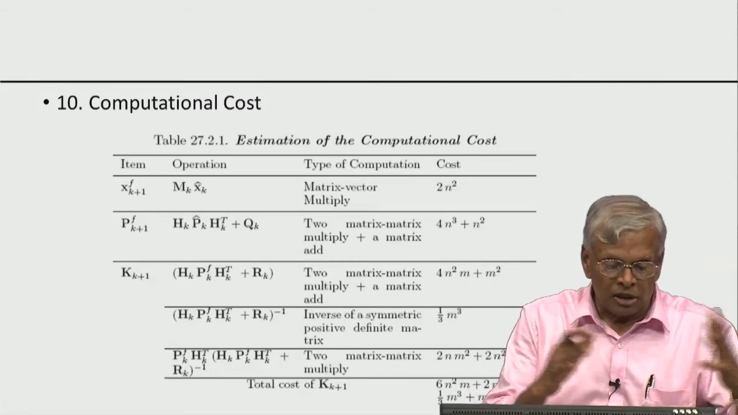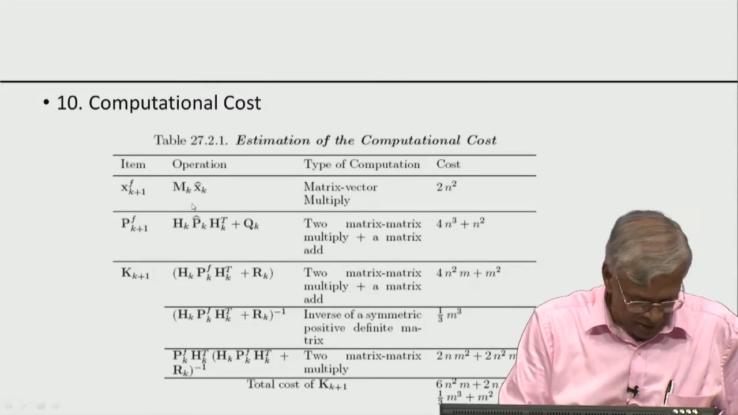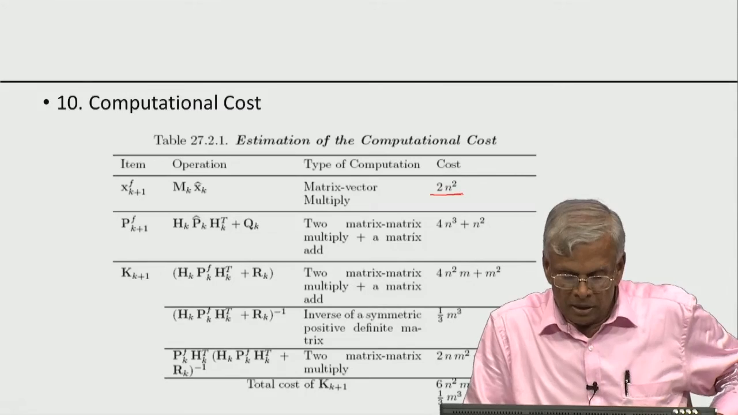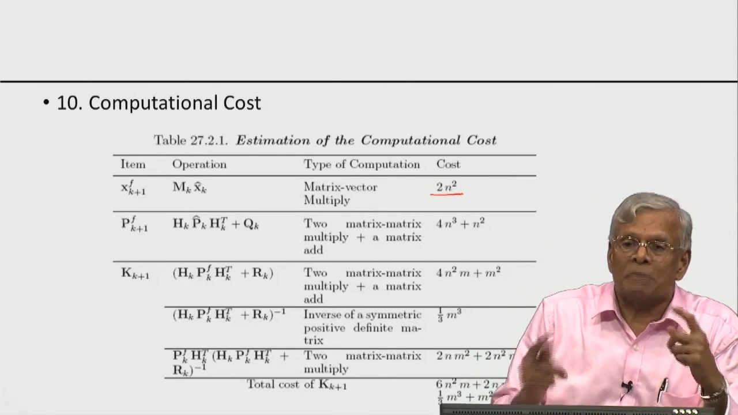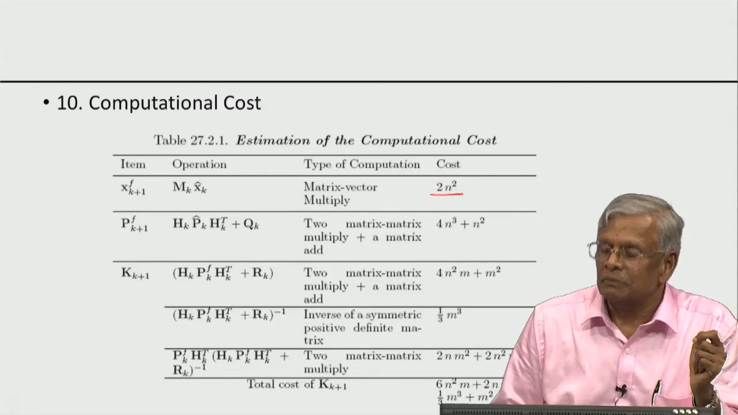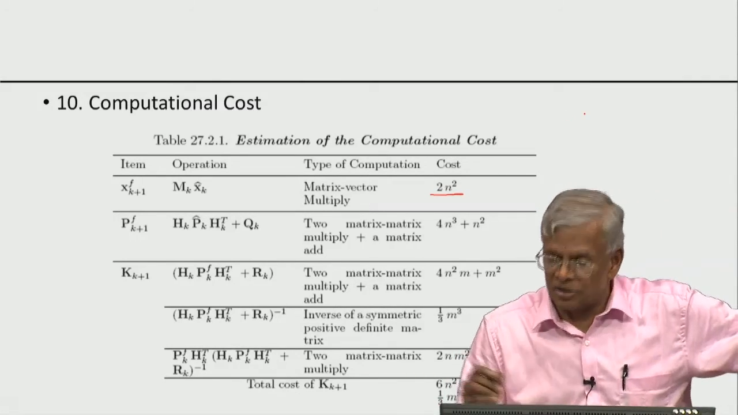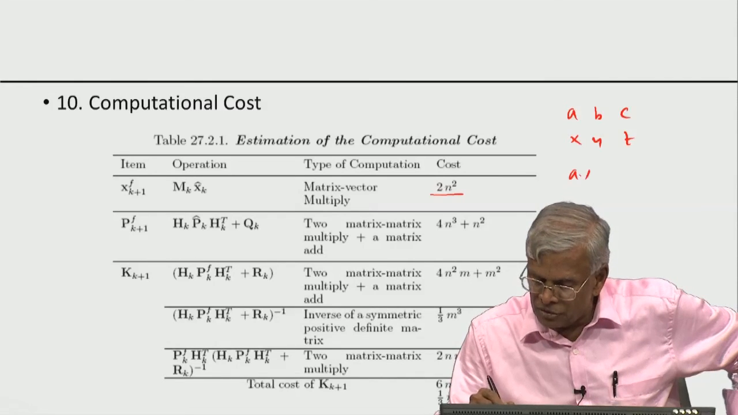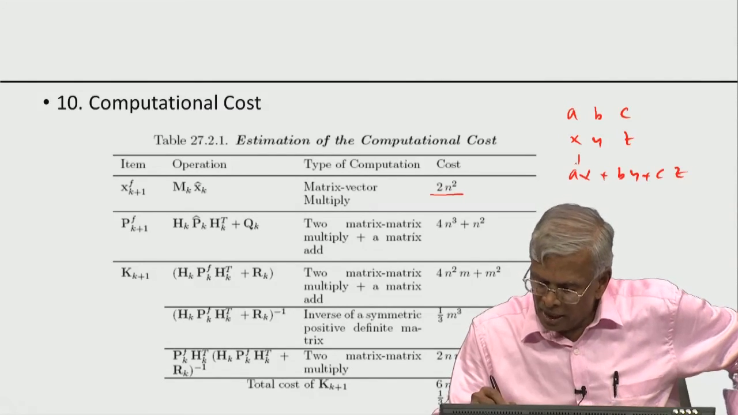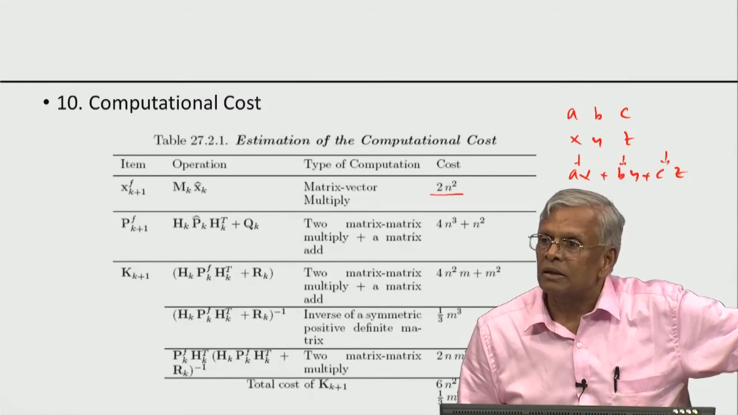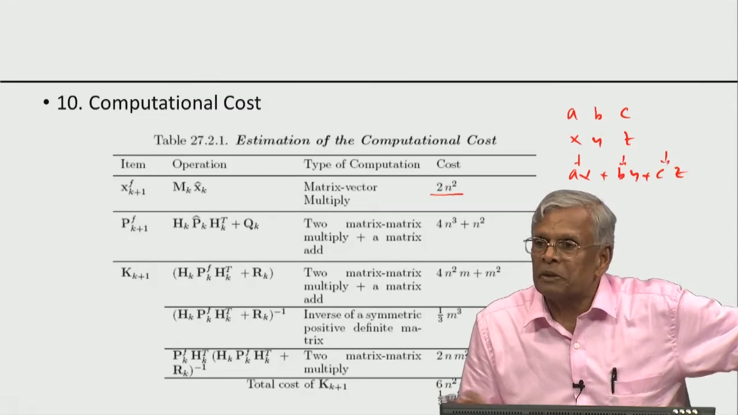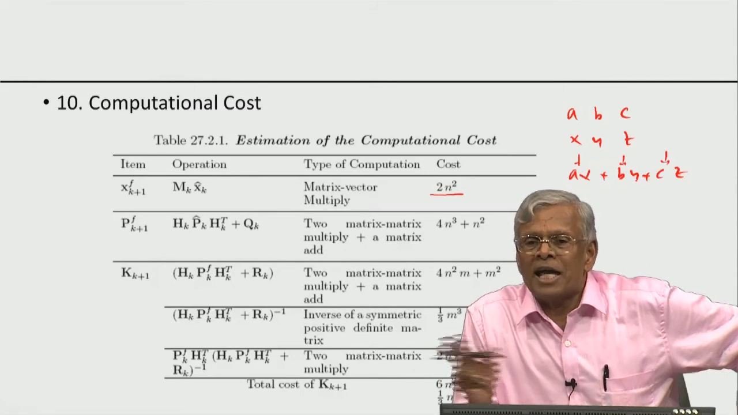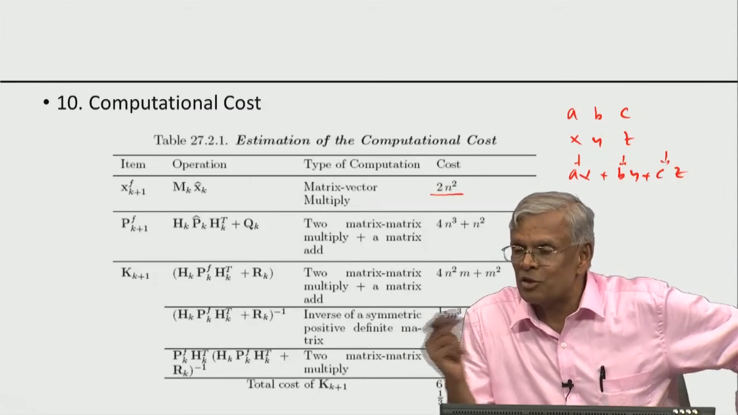So now I have talked about computational cost. The forecast step, let us look at very quickly. The forecast step is a matrix vector multiply, because to multiply matrices you have to multiply and add. Let us talk about this now. If I am going to compute the inner product of two vectors, A, B, C and X, Y, Z, that is AX plus BY plus CZ, I need to multiply and also add. With three-element vectors, I have three multiplications and two additions. So if you have to do the inner product of two n-vectors, I have to do n multiplications and n minus 1 additions.